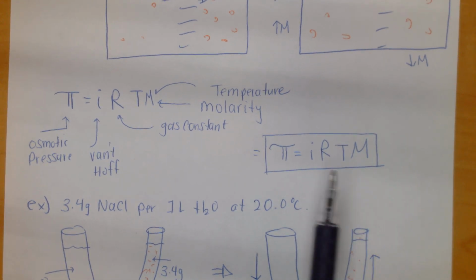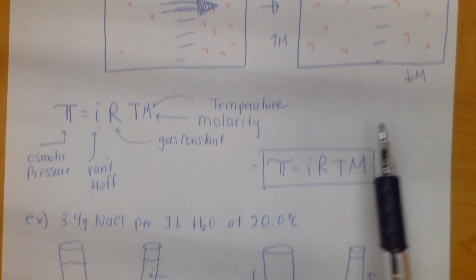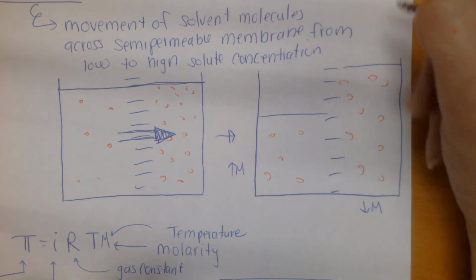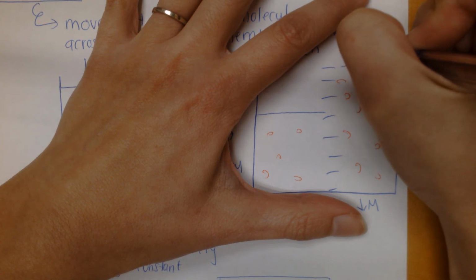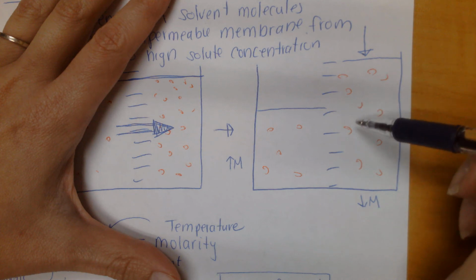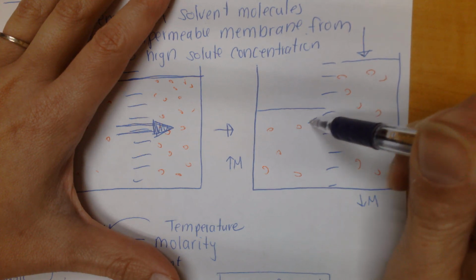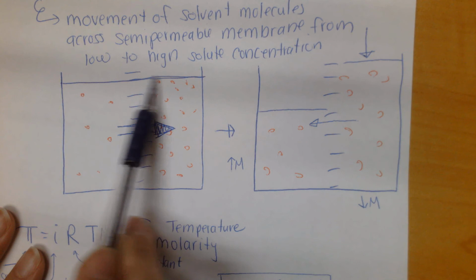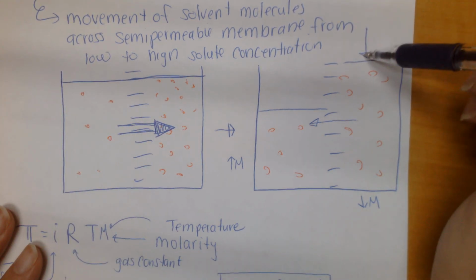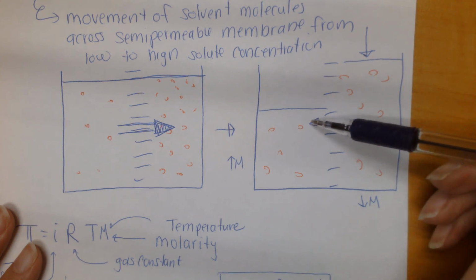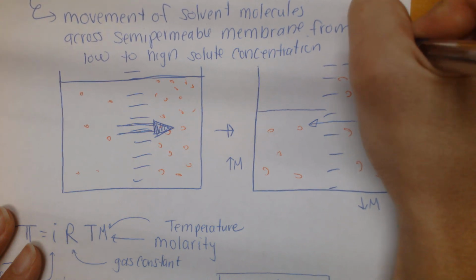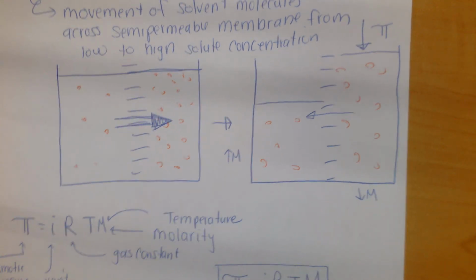What this osmotic pressure is, is what pressure we would have to apply here to force the solvent back in this direction and make the liquid levels equal. So what pressure we would have to apply to force the solvent molecules back and make the levels equal, and that is the osmotic pressure pi.